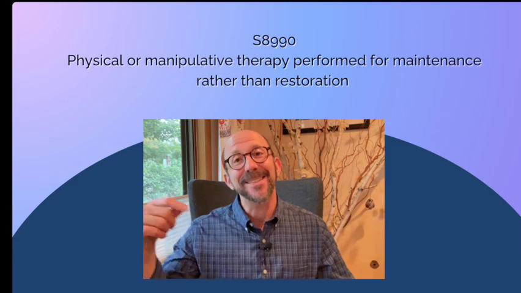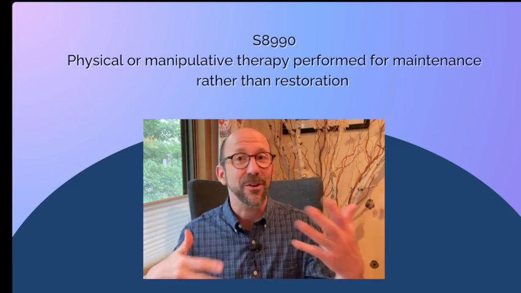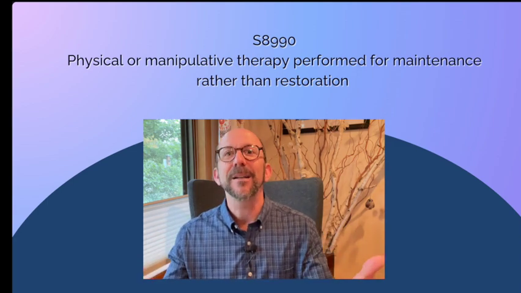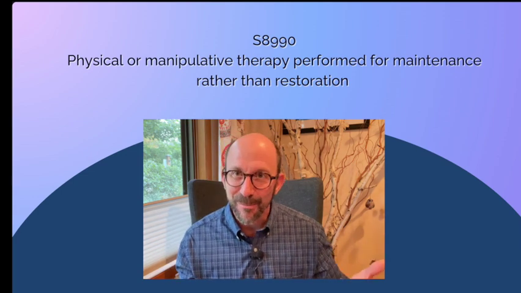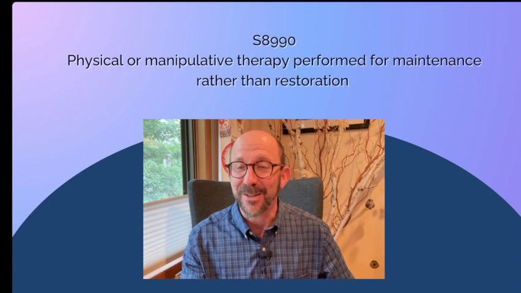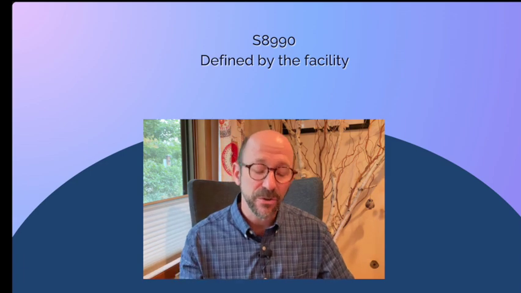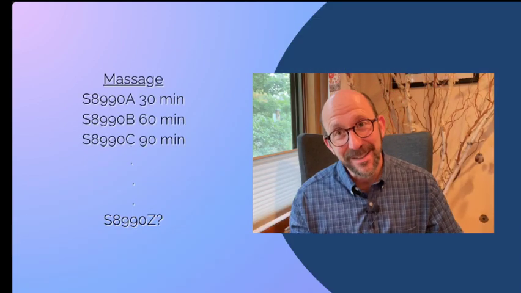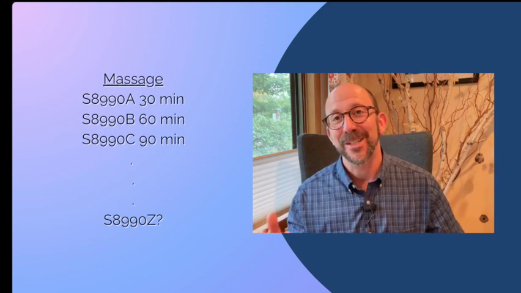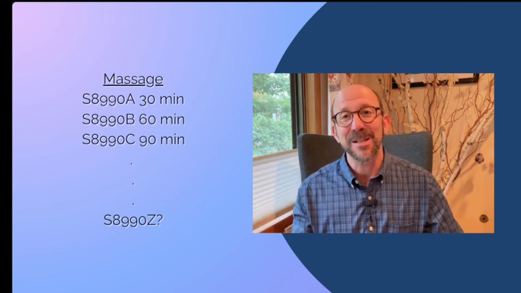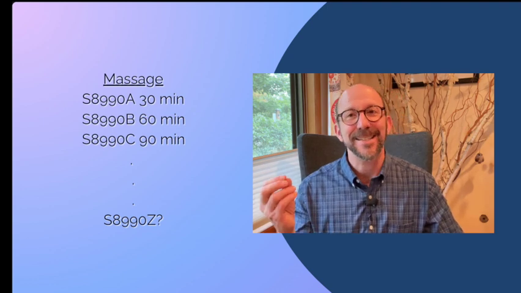And because you want to have a consistent system where your cash patients and your insurance patients are all going through the same thing, everybody gets the same stuff, not in terms of treatment, but in terms of documentation, so that it's really consistent. You want to make claims for your cash patients, and you want to code for their treatment. Use these codes. S8990 codes are defined by you. You get to decide what they mean, and you get to decide how much to charge. For example, in our clinic, we have S8990A, B, and C, which are for massage. S8990A is a 30-minute massage, S8990B is a 60-minute massage, and S8990C is a 90-minute massage.